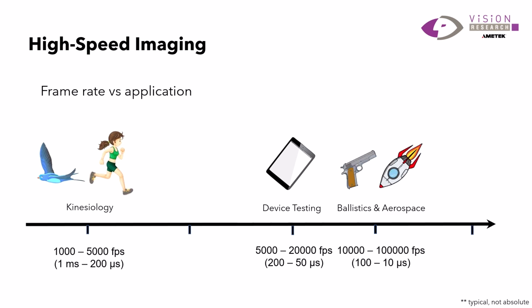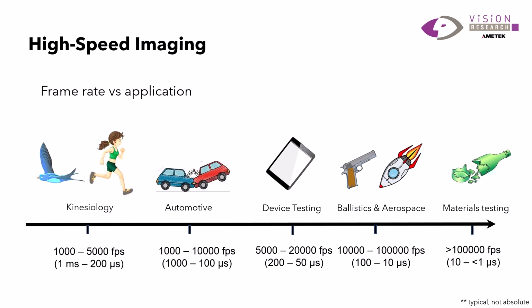For ballistics and aerospace, with things moving at the speed of a bullet, that's going to be between 10,000 and 100,000 frames per second. And then for things like crack propagation and brittle material failure, that could go beyond 100,000 frames per second and upwards to 1,000,000 frames per second. Now, the automotive industry generally is between 1,000 frames per second and 10,000 frames per second, depending on what your imaging application is.